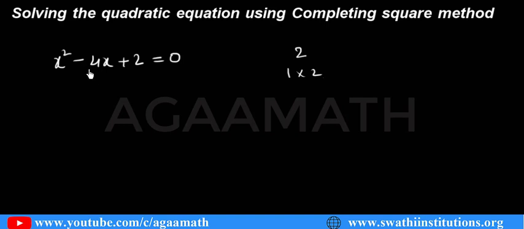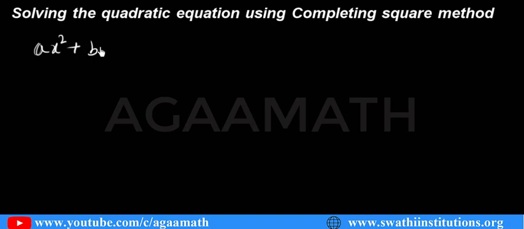So let us see how we solve the given quadratic equation using the completing square method. First of all, I would like to take the general form of a quadratic equation and show you the derivation of that process. The general form of a quadratic equation, we all know, is ax square plus bx plus c equals 0. Whenever I would like to solve the quadratic equation using the completing square method, see that the coefficient of x square should be 1. But here the coefficient of x square is a.